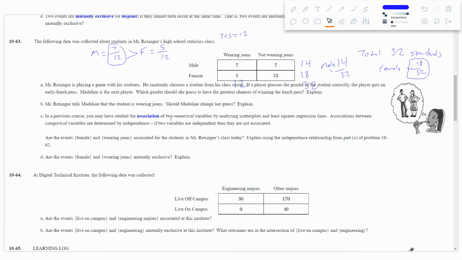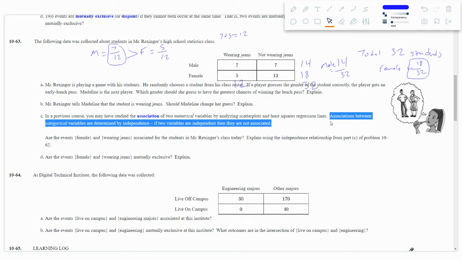So we talk about independence. And so this word association is also very similar to it. So I'm going to read the second line here. Associations between variables are determined by independence. If two variables are independent, then they are not associated. If you think about it realistically, right? You associate with your family because you're family: brothers and sisters, mother, father, guardian, grandparents, aunts, uncles, cousins, etc. You are associated with them. So in a sense, you're dependent on one another.